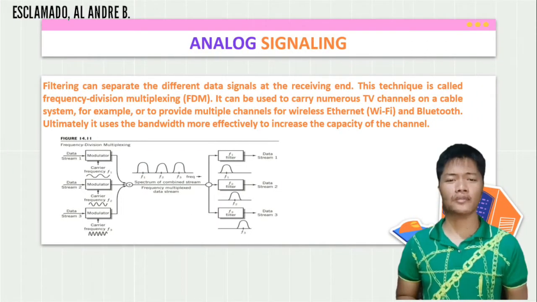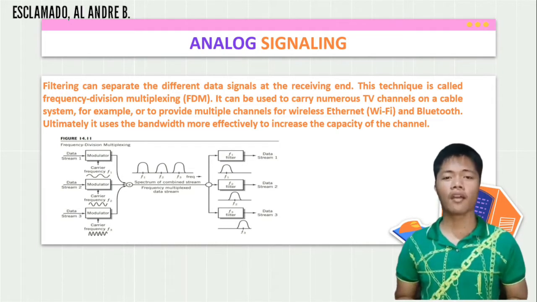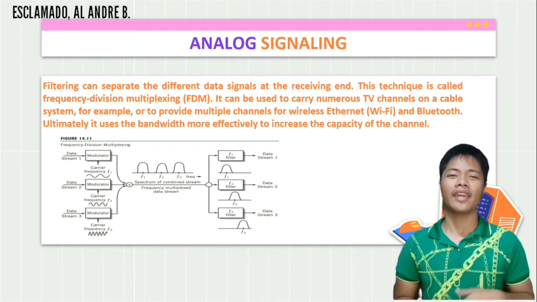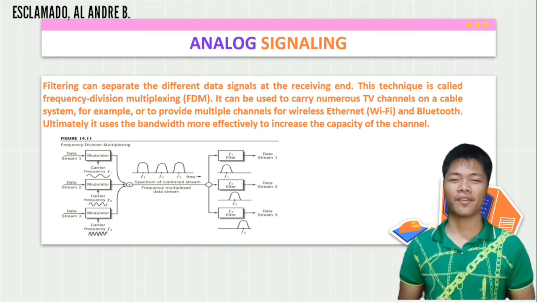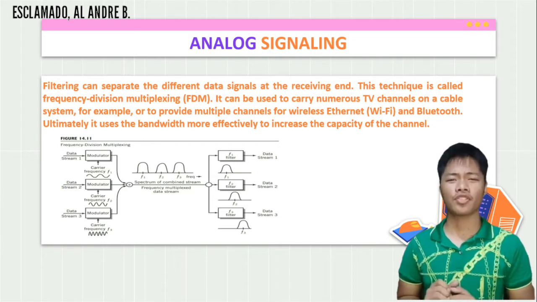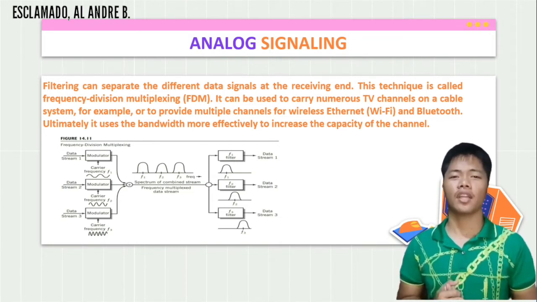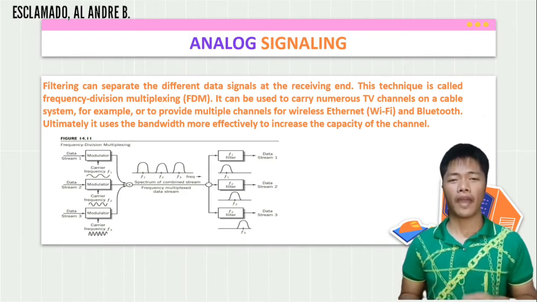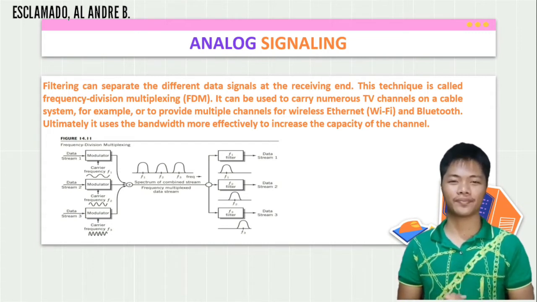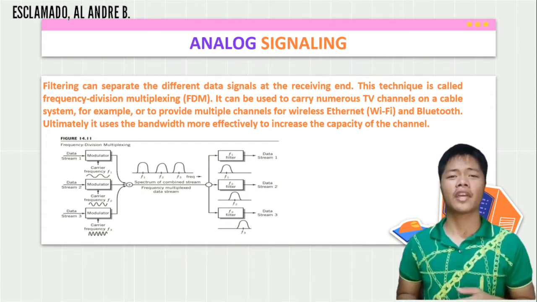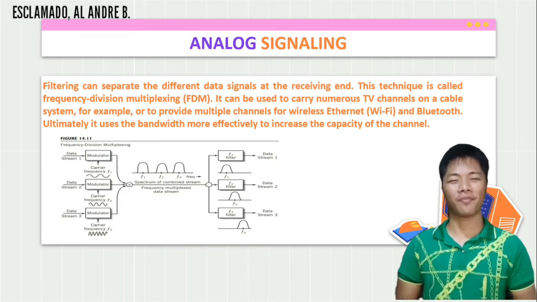Filtering can separate the different data signals at the receiving end. This technique is called frequency division multiplexing or FDM. It can be used to carry numerous TV channels on a cable system, for example, or to provide multiple channels for wireless Ethernet or Wi-Fi and Bluetooth. Ultimately, it uses the bandwidth more effectively to increase the capacity of the channel. An illustration of FDM is shown in figure 14.11.